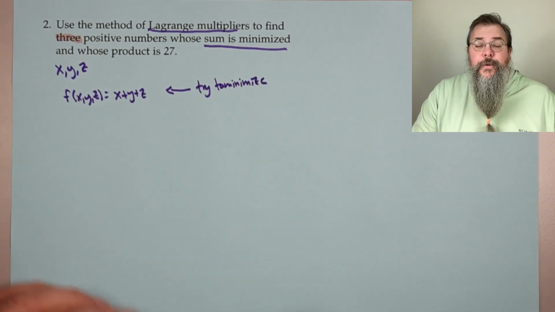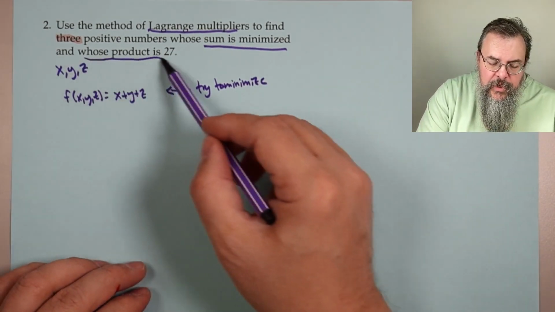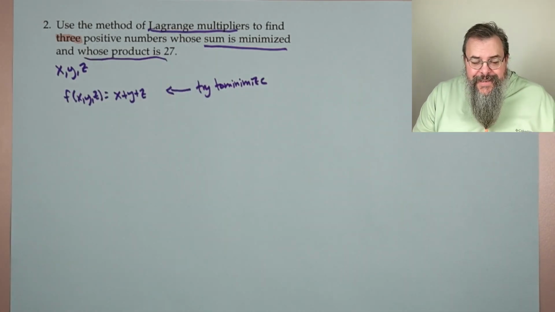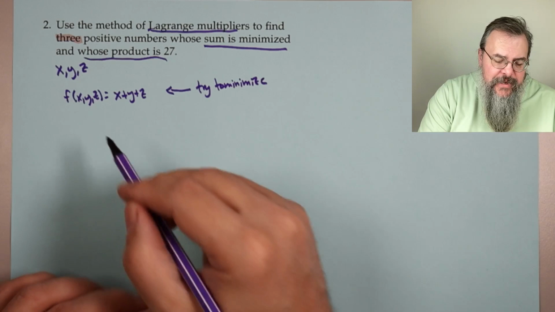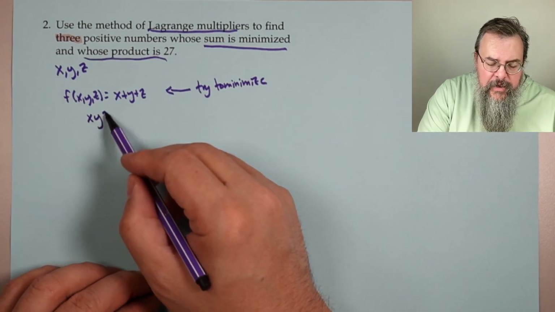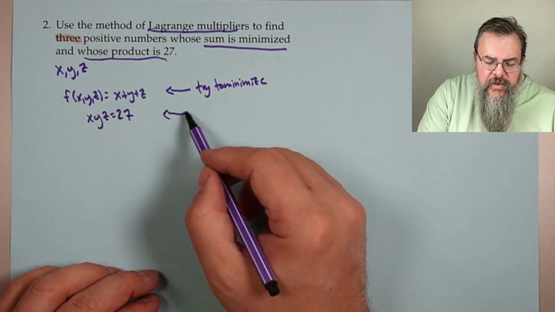Now, what's the constraint? Well, there's this other statement. The product is 27. Okay, so if the product is 27, how do we do the product of three numbers? That's xyz. So this is our constraint.